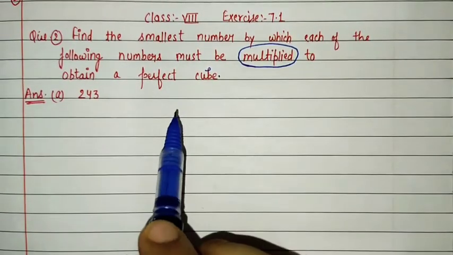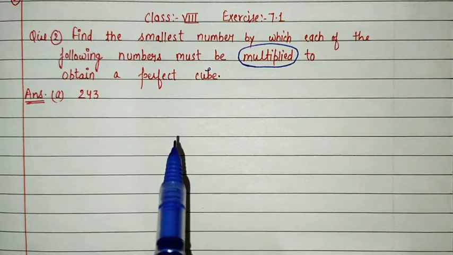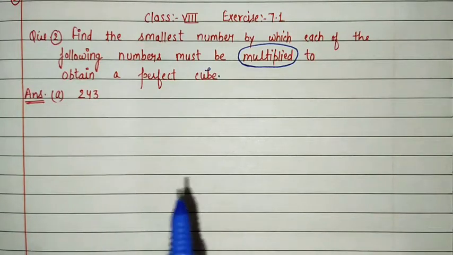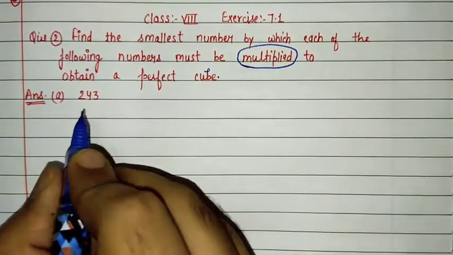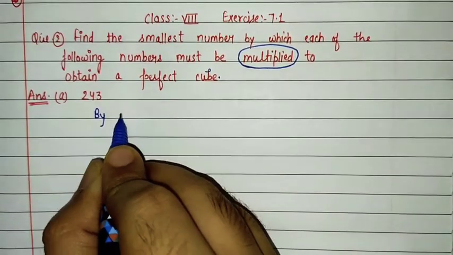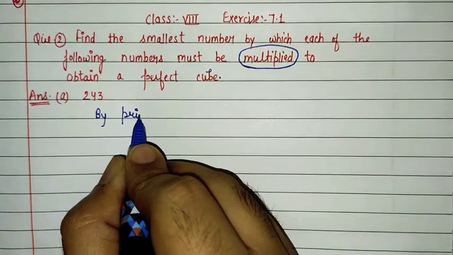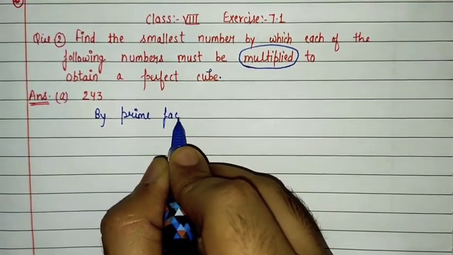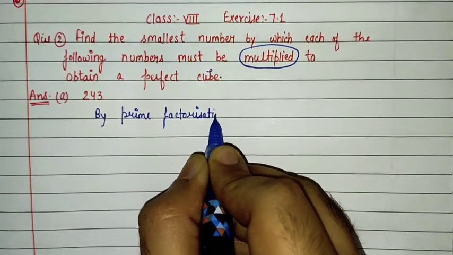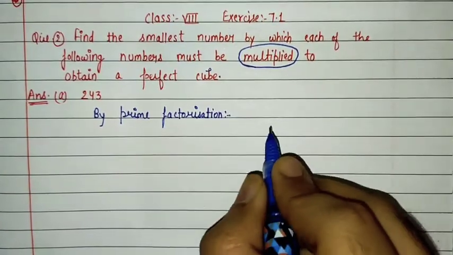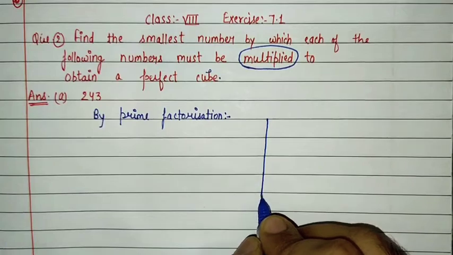So we know that if a number is a perfect cube number, we can represent that number in groups of 3. So by prime factorization, we will prime factorize this number. Then we will check.